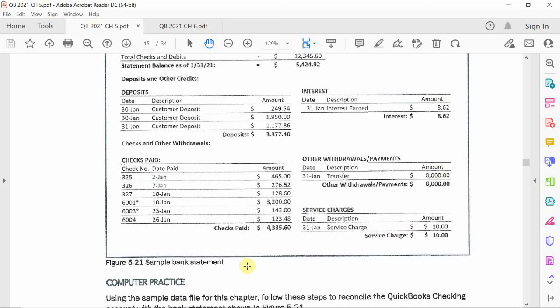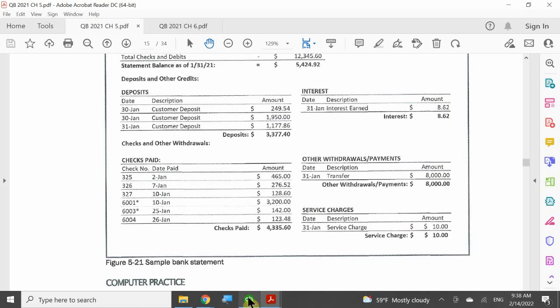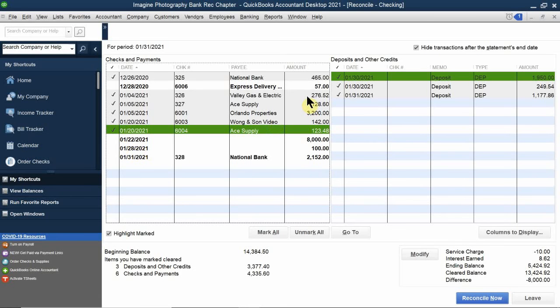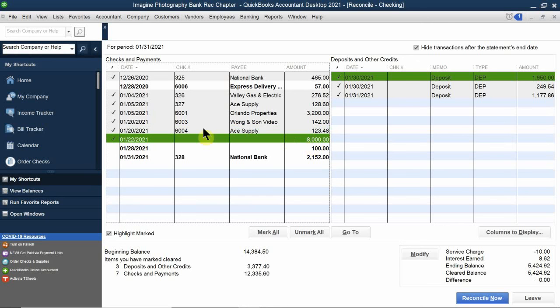Oh, under the withdrawals and payments. So in this case, the company withdrew $8,000. Let's go ahead and take a look at my reconciliation window. Where is my $8,000? It is right here. We withdrew $8,000. And now that I selected that $8,000, this is what you want. You want your difference balance to equal 0.